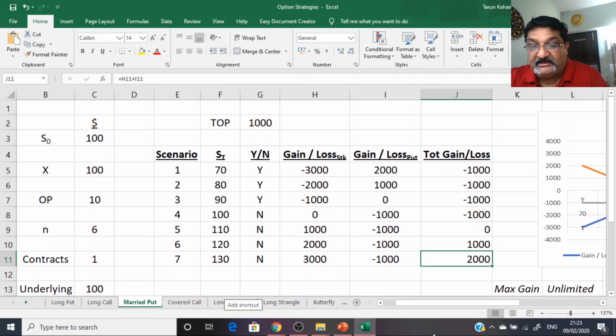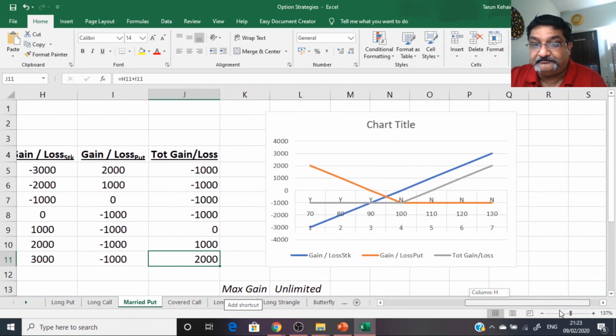Now let's look at the graph of the married put. This is your graph.